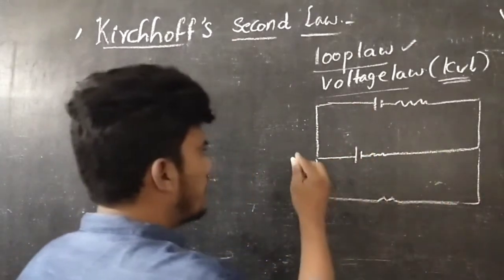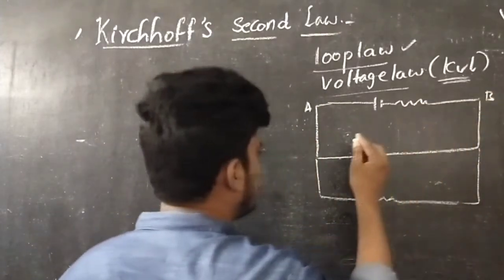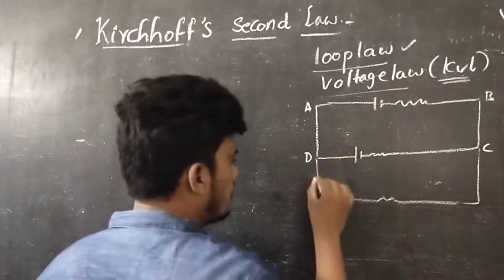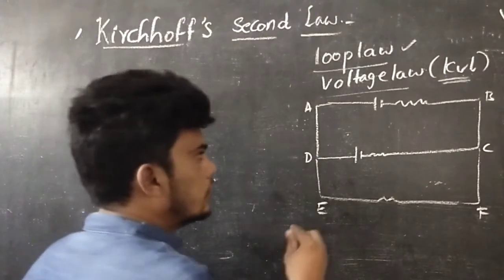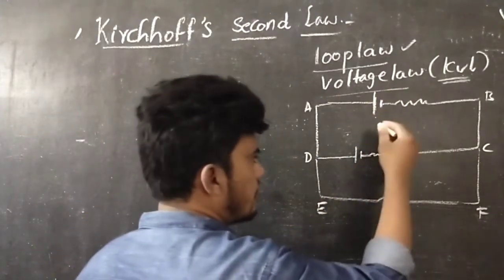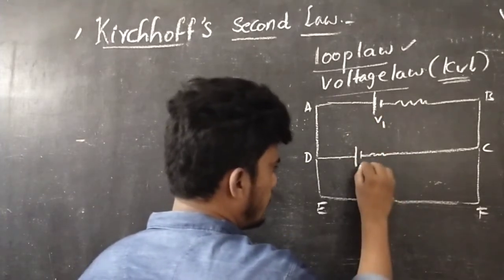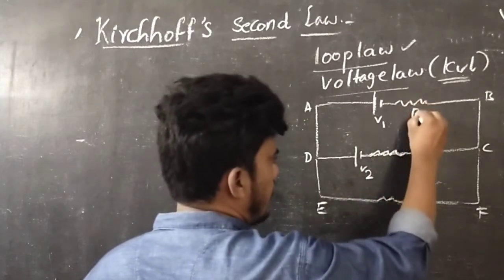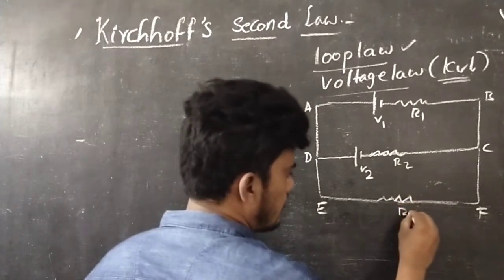From this loop, look here. This is A and B and C, D, E, F. Here there is a battery, a source, with potential difference V1. This is another battery with potential difference V2. And this is a resistor R1, this is resistor R2 and this is resistor R3.